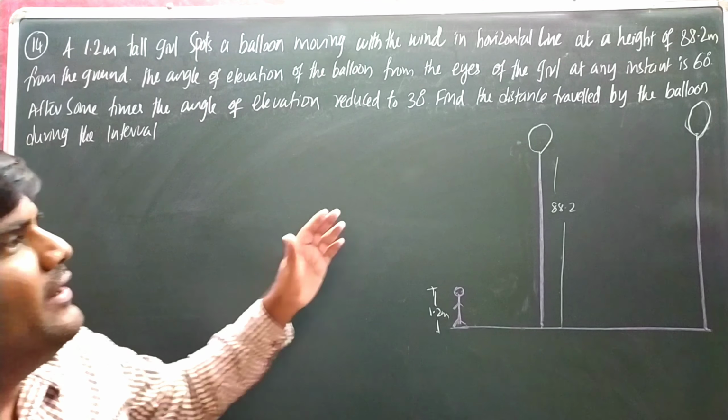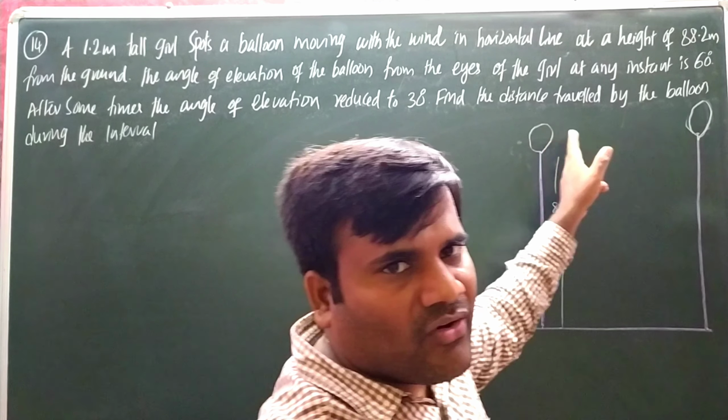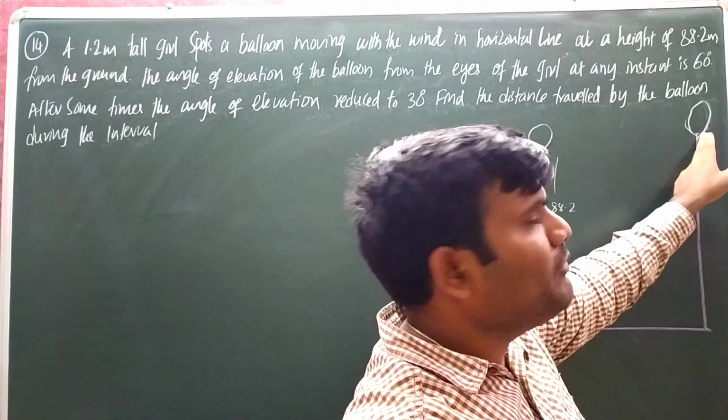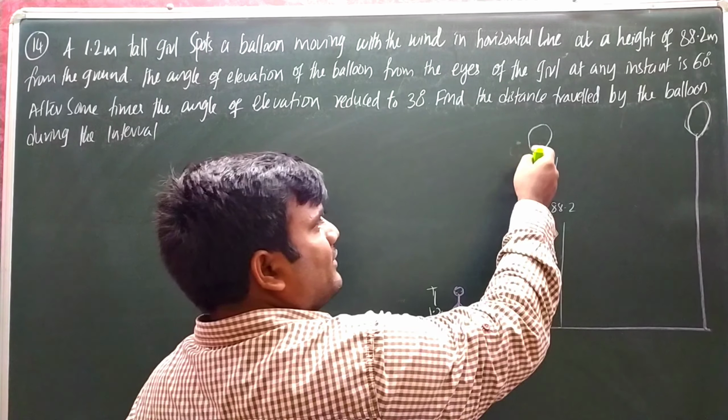By the wind, the balloon is moving from here to here. The first position is here. It is moving in a horizontal direction. The final position is here. Here the girl is observing the balloon.